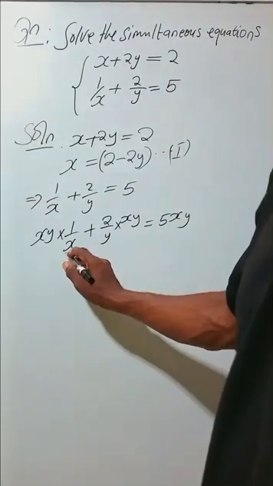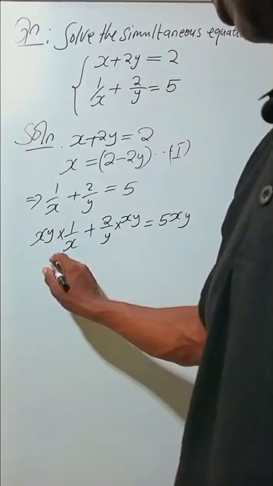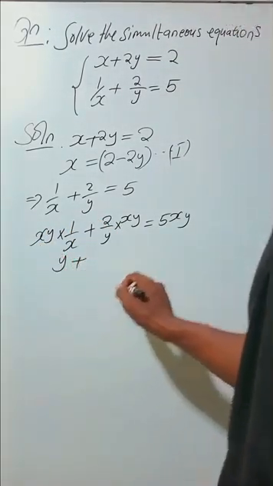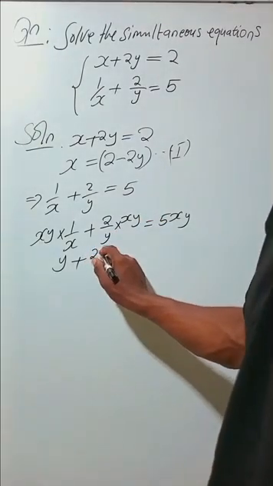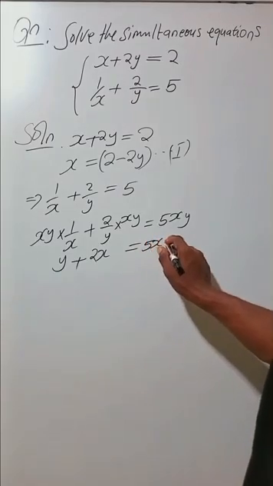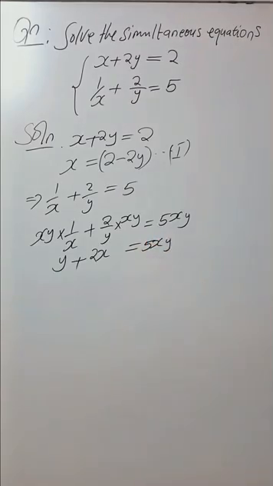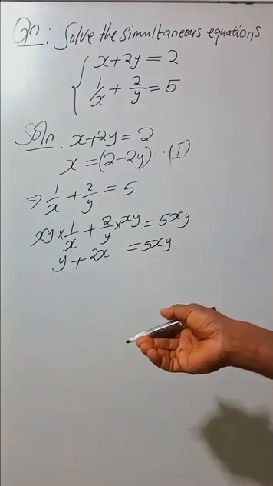So this x here, we cancel that x, so here we shall remain with the y. Then plus, here this y, we cancel this y, so we shall have 2x. Then this side we have 5xy. Do we need to simplify this equation any further?